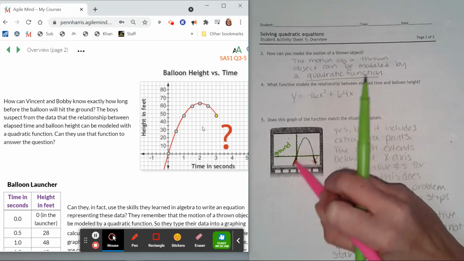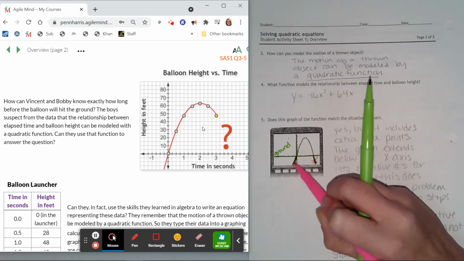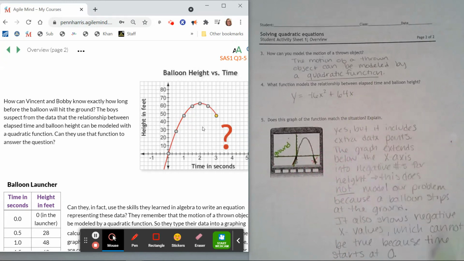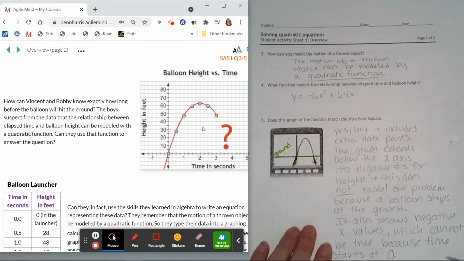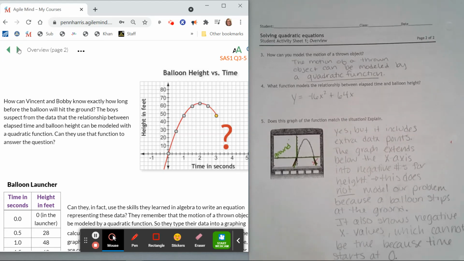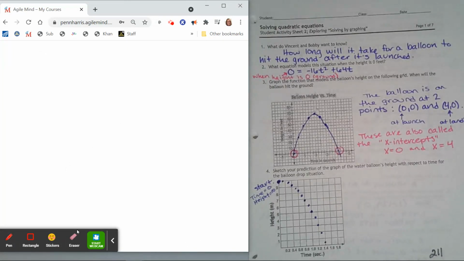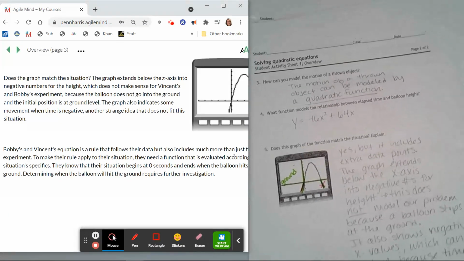This over here, not only does it signify below ground, but it signifies negative time. Well, time doesn't go negative. We can't go backwards in time. Okay? Time always stops at 0. So in this unit, we're going to look at these graphs a little bit more and see what we can do with them.